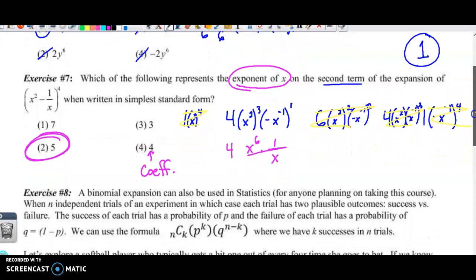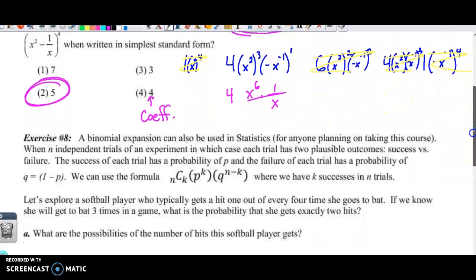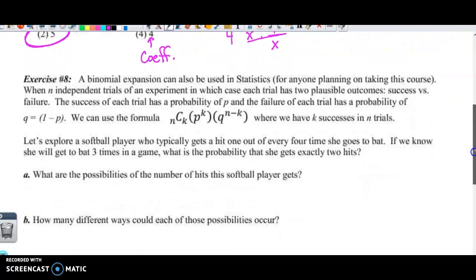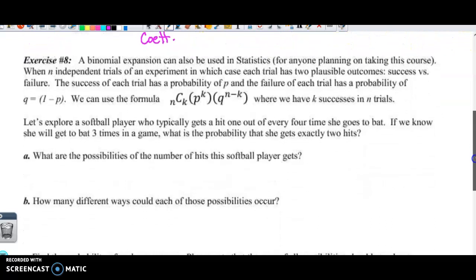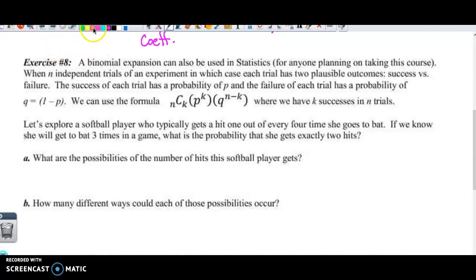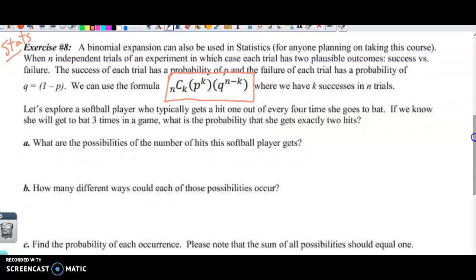All right, now I do have one last problem that is a little bit different than what we're doing. We're switching gears, but I wanted to make sure to do a problem that involves stats for those interested in statistics. And it's the binomial theorem. And you have a formula right here, and I think it's best just to explain it through an example. But if you have any questions, by all means, write them down and bring them to class. Email me and let me know how I can help.